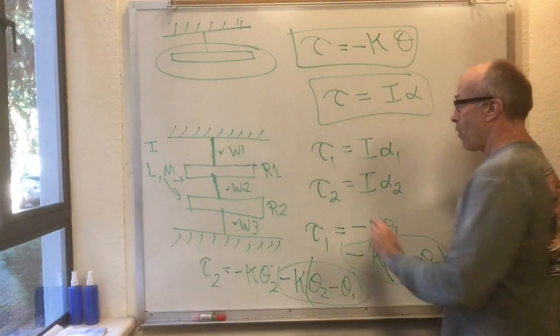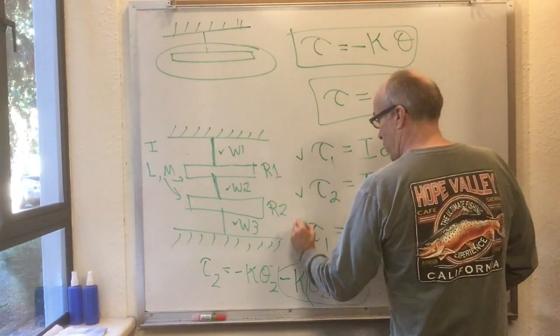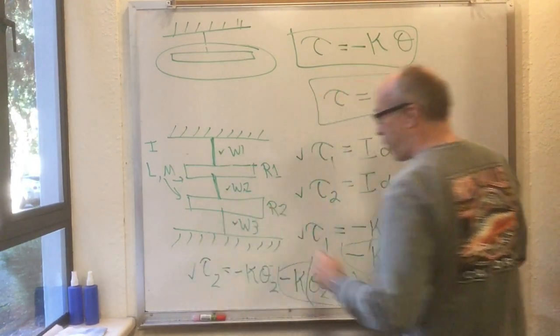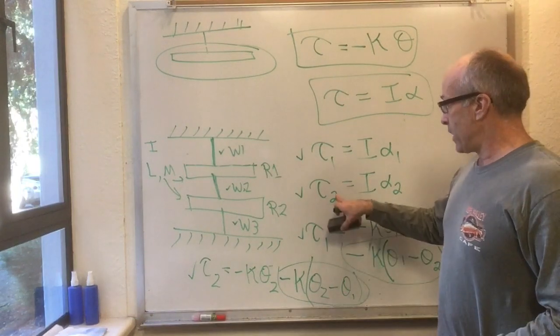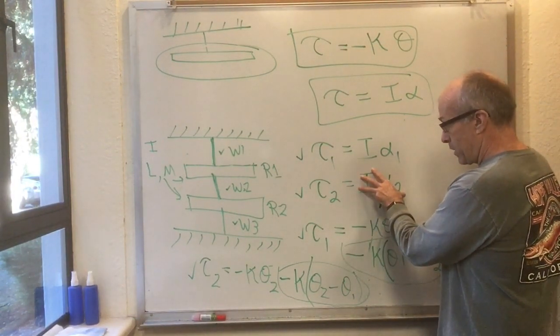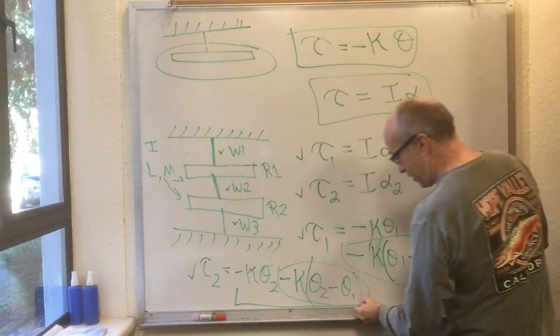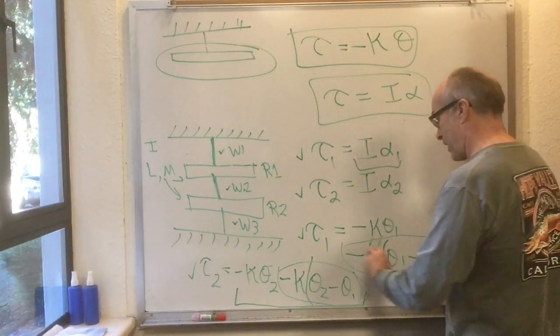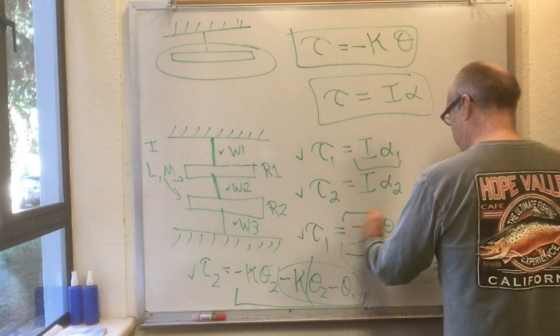So now we have 1, 2, 3, 4 equations, which we're going to use. We're just going to set the I alpha 2 equal to what this goop is here, and we're going to set the I alpha 1 equal to what this goop is right here.